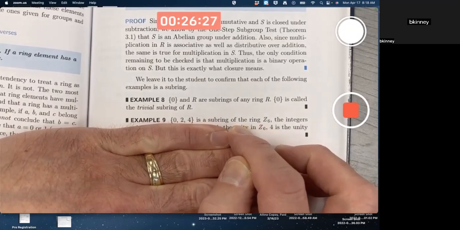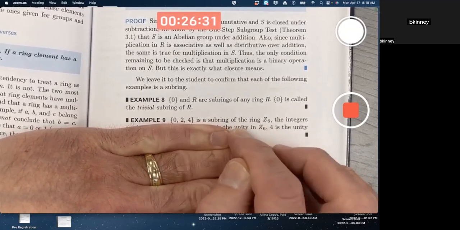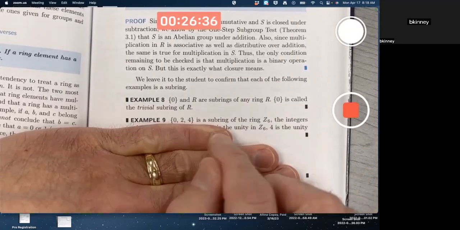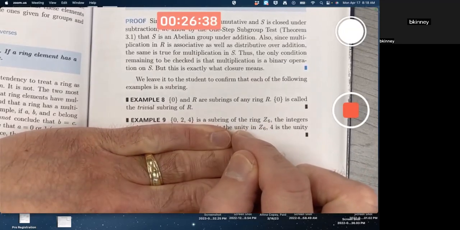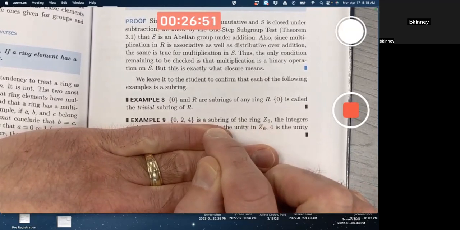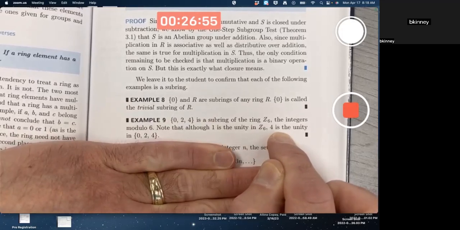So this is a subring. What does that mean? It means it's a ring under the same operations as Z6, though it doesn't have a unity, or seemingly doesn't have a unity. I should say seemingly, actually, because there's no 1 in it, right? 1 is the unity of Z6. But guess what? This does have a unity. 4. What? 4 is the unity.